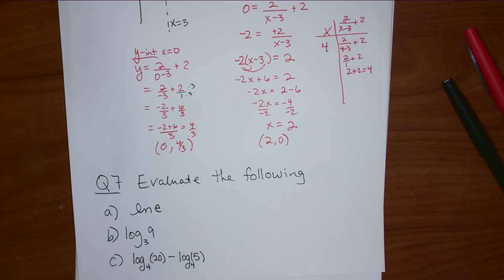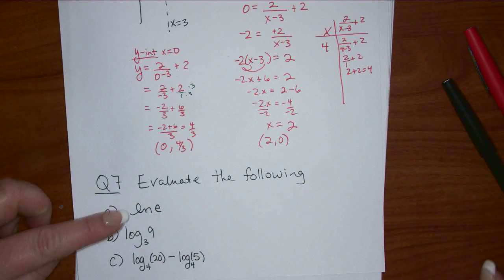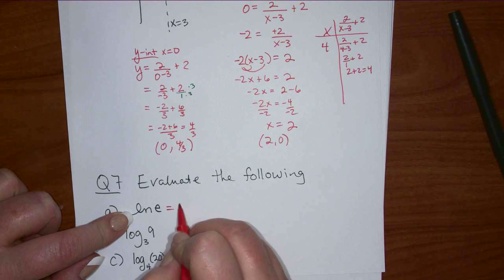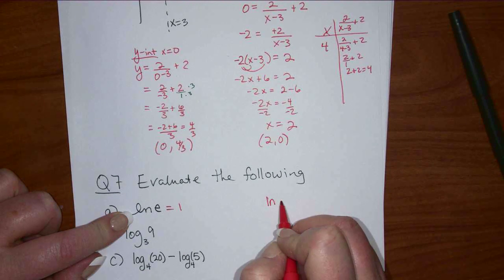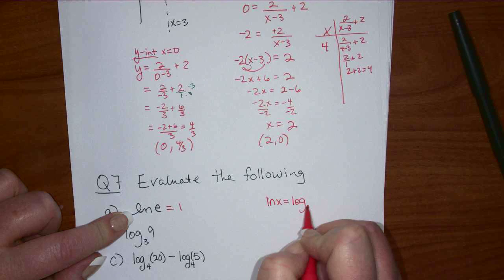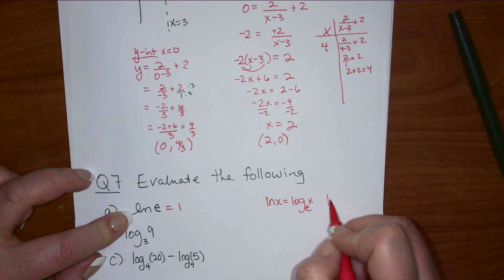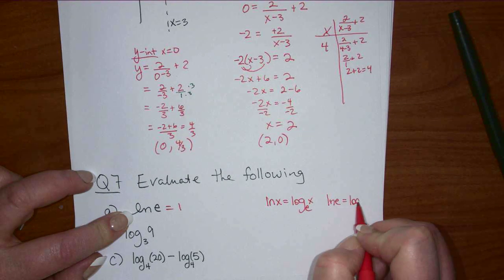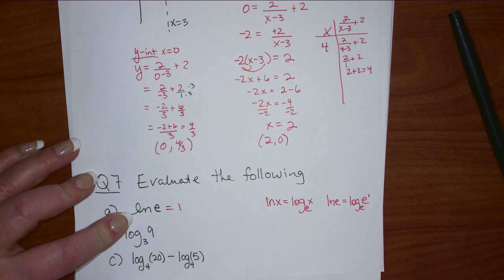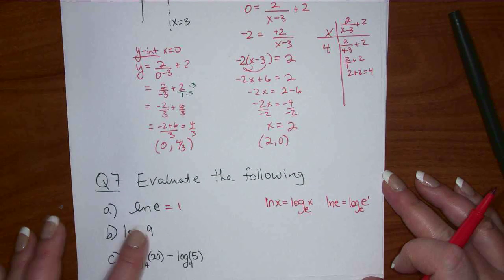Okay, ln of e. 1. You just have that memorized. But ln is the same as log base e. So if we have ln e, that's the same as log base e of e, which they match and they cancel out, and the exponent would be the answer. So that's just 1. What about this one?